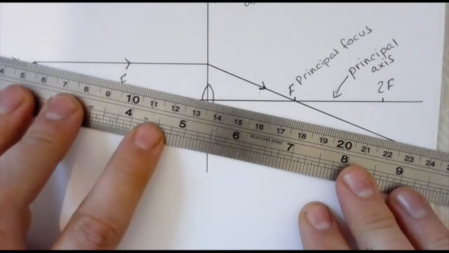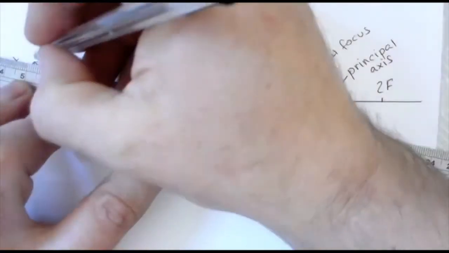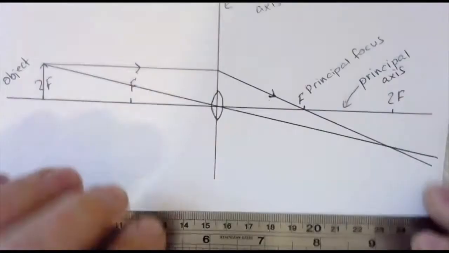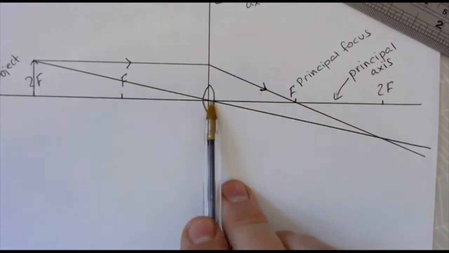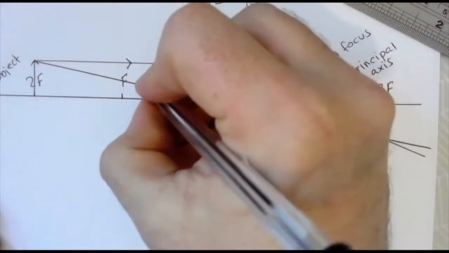That looks okay. I'll draw my ray of light, and it looks like that. So as we mentioned previously, it's going through the centre of our lens, so it's not going to be deflected, it's going to carry on moving in a straight line.